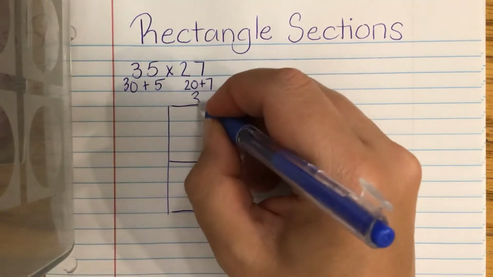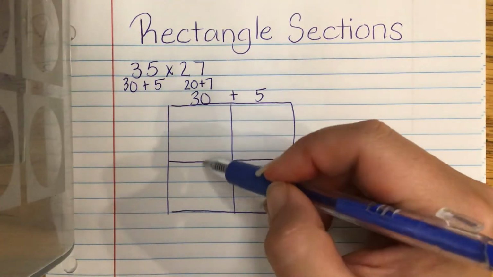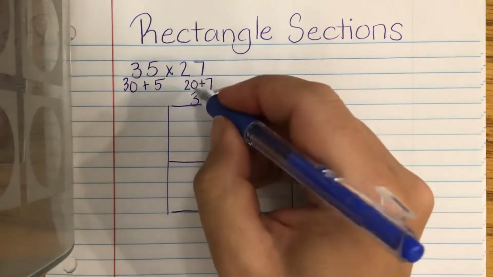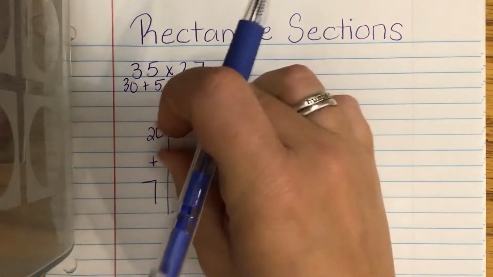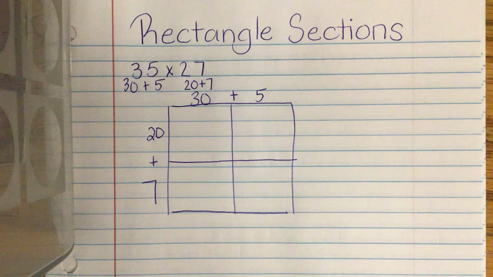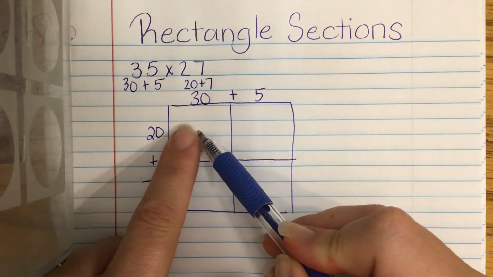And I'm going to write 30 plus 5. So this is going to be the tens column. This is going to be the ones column. Down here I'm going to write 20 plus 7. This is the tens column and this is the ones column now, except they're not really columns, they're rows because they go that direction. So I'm going to look where 30 and 20 meet, and it's in this box.